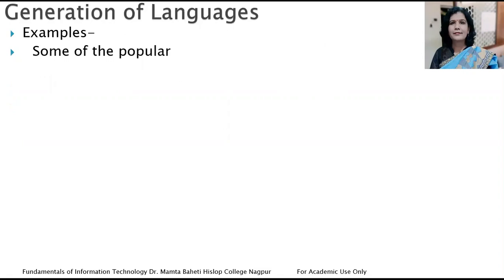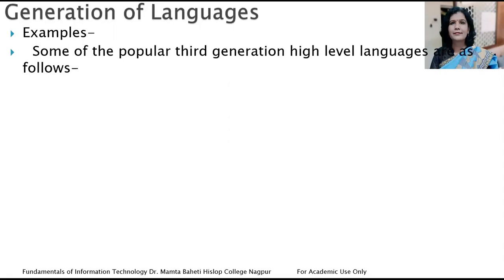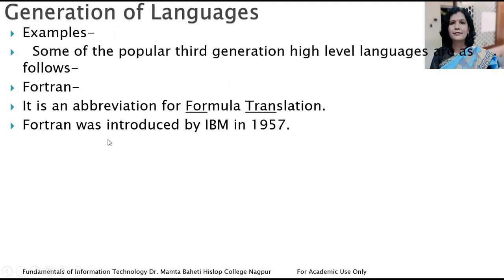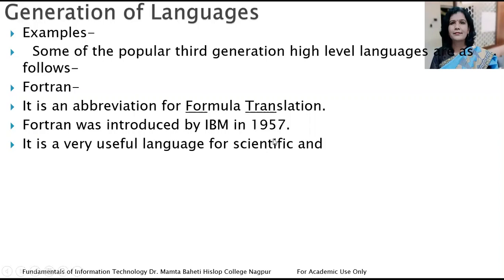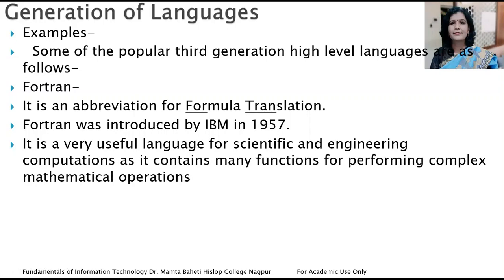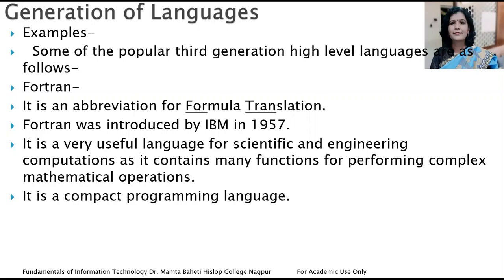Certain examples: Fortran. This language is an abbreviation of Formula Translation, and it was introduced by IBM in 1957. This language is very useful for scientific and engineering computations, like performing certain complex mathematical operations. It was a compact programming language.